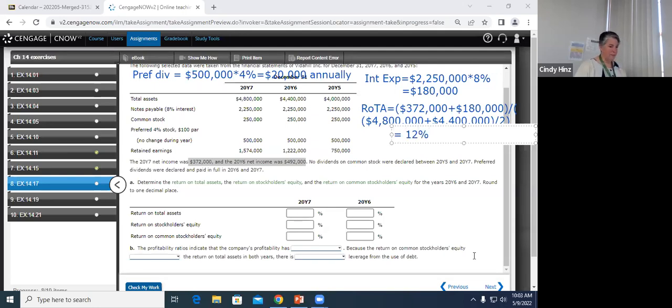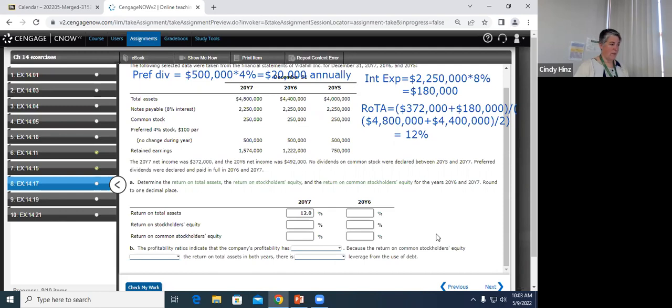Plug that correctly into my calculator, I got 12%. It tells us to round to 1 decimal place, so 12.1 or 12.0%, 12% even return on total assets for 2017. Go ahead and do the calculation for 2016 on your own.